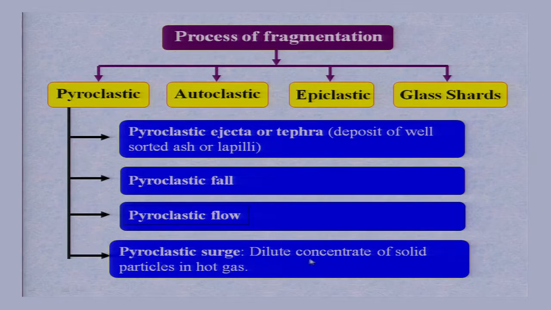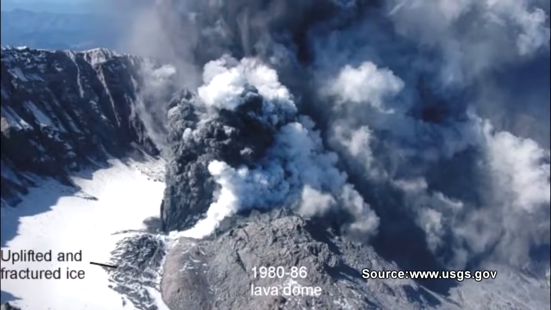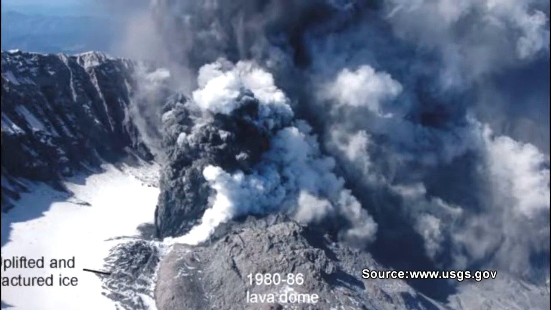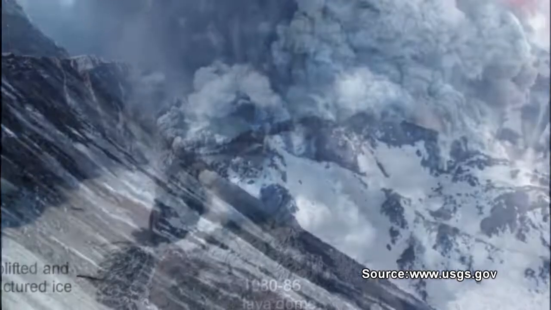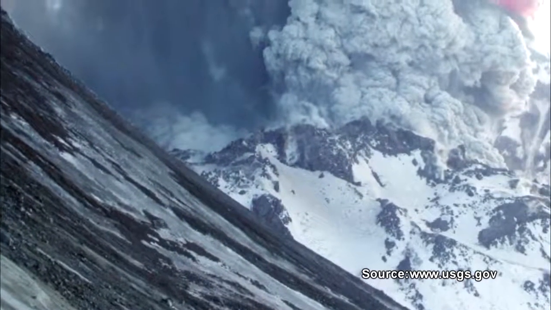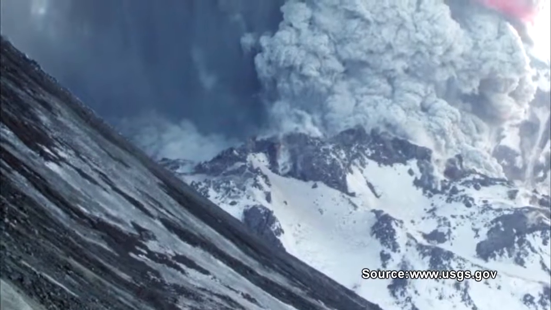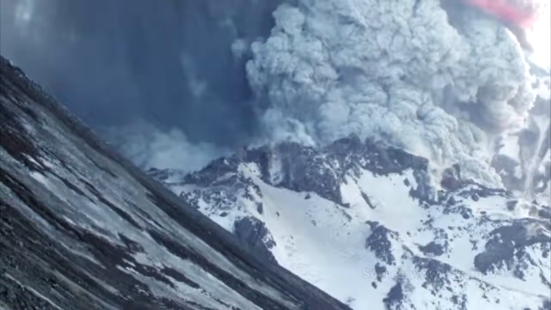Pyroclastic surge: a dilute concentration of solid particles in hot gas. Very fine particles are sometimes present in the volcanic gases, embedded in the form of colloidal particles. These are commonly known as pyroclastic surge.